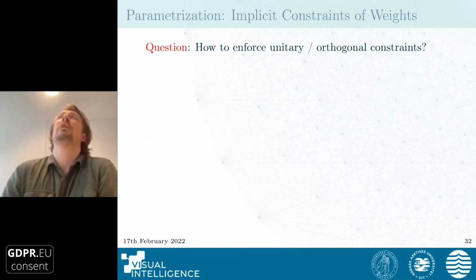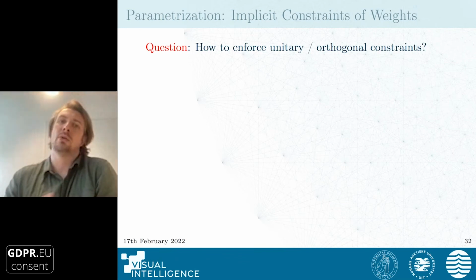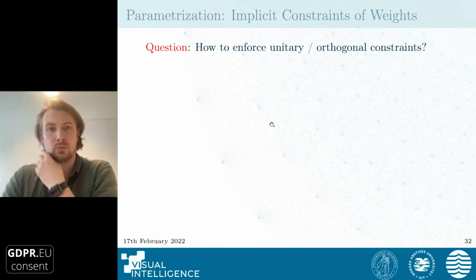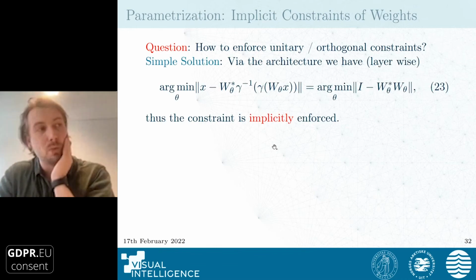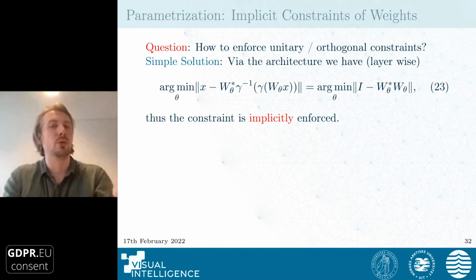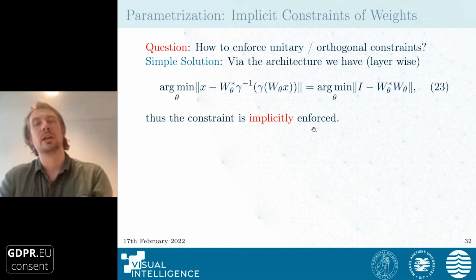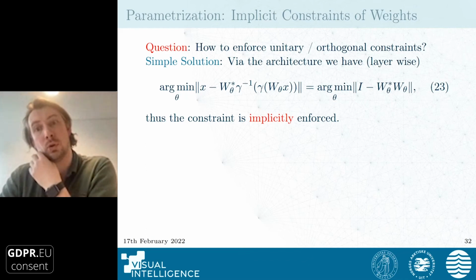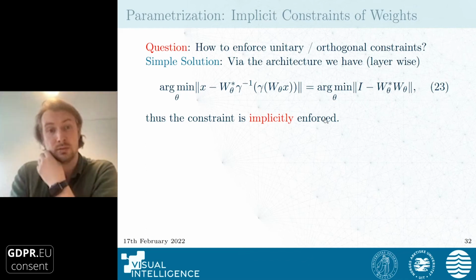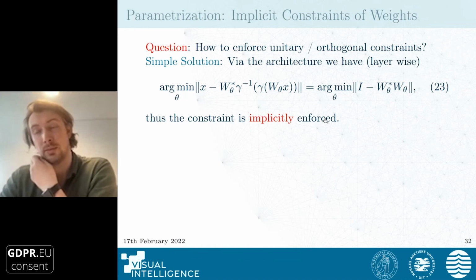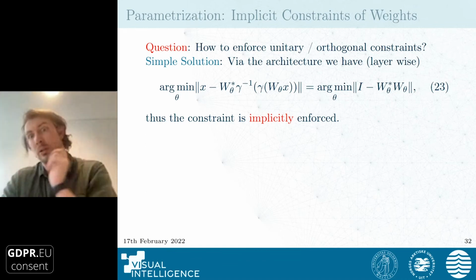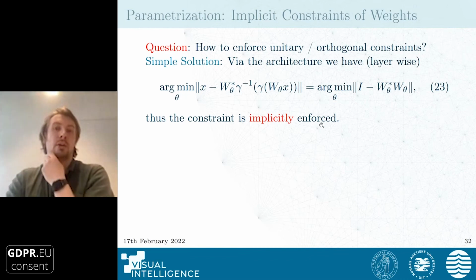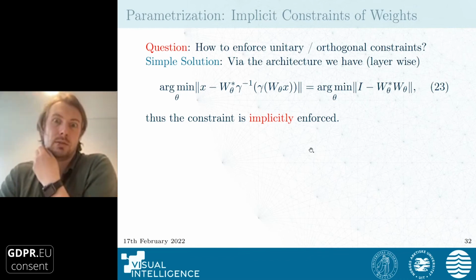Now we move on to the parametrization of the weights. So how can we enforce unitary or orthogonal constraints on the weights? Well, one simple way of doing this is to simply not do anything and just use the architecture and let the network approximate invertible or orthogonal weights by itself, using the definition of an invertible unitary encoder. And this implicitly enforces the constraints.